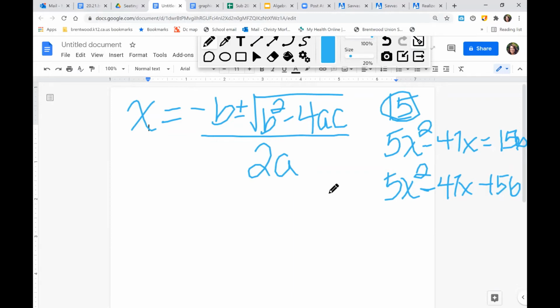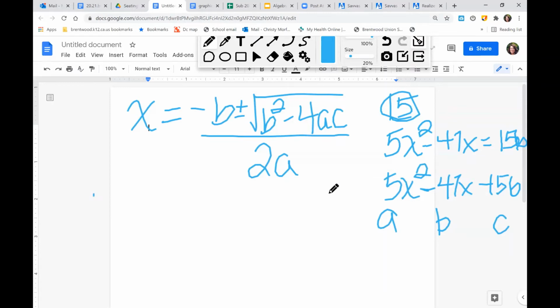And now I can start plugging in 5, any place the formula says A. Negative 47, the negative is there with it. Negative 47, any place that it says B. And negative 156, any place that there's a C in the formula. So your very first step is to replace each letter, obviously not the X, that's what you're trying to solve for. Replace each letter with what's given to you in the equation.